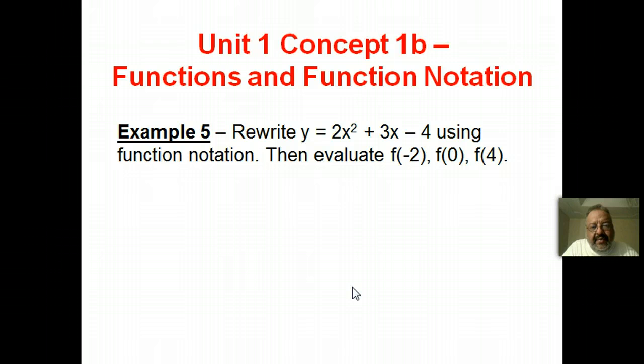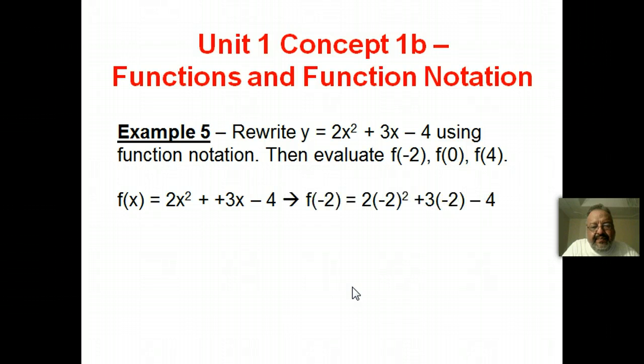Example number 5. Rewrite y equals 2x squared plus 3x minus 4 using function notation. Then evaluate f of -2, f of 0, and f of 4. First of all, writing it in function notation, all I do is replace the y with f of x. Everything else is exactly the same.